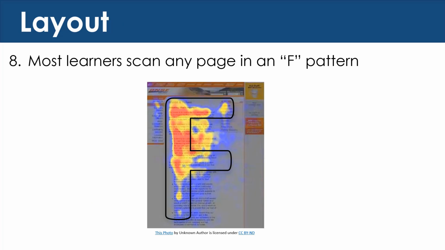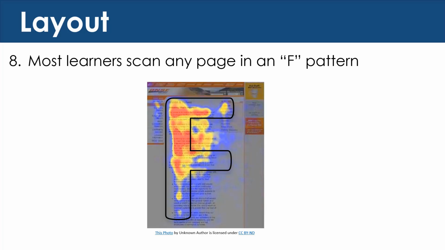Let's talk about layout. Tip number 8 has to do with eye pattern. Most learners naturally scan any page in an F pattern, across the top first, then down the left-hand side. Make the most of this instinct by designing any presentation, handout, or visual aid so that the central objective is at the top. Then present any information in an orderly fashion.